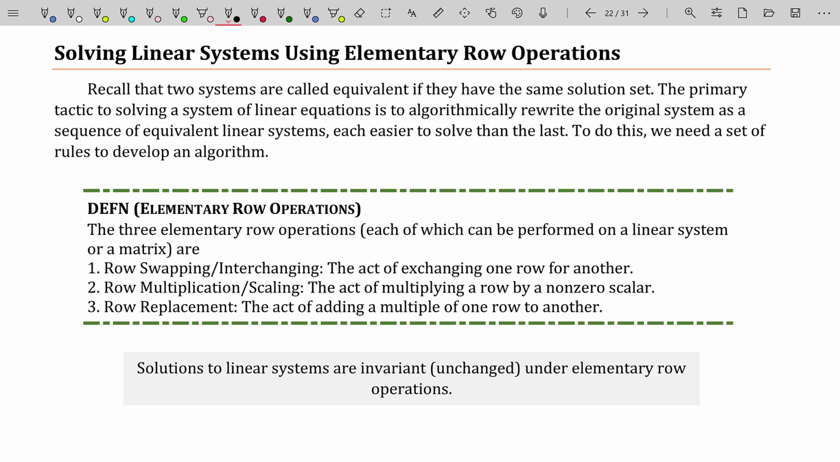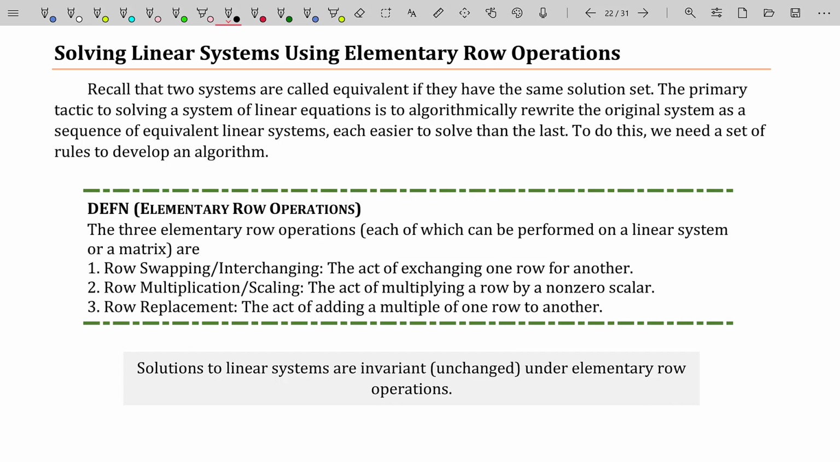Now, if you've never heard of elementary row operations, that's okay. This is a topic I teach my intermediate algebra students, and I only do that because I think it's kind of a neat topic, but in linear algebra, it's a required topic. So let's talk about that here.